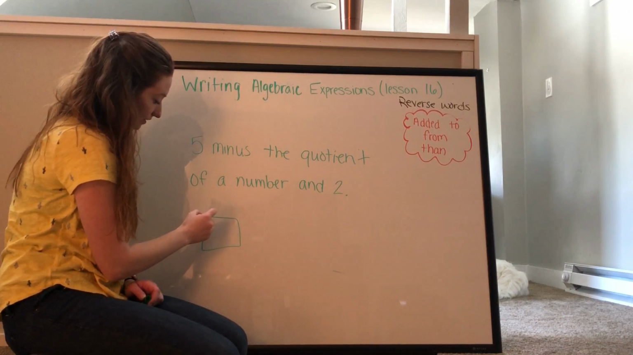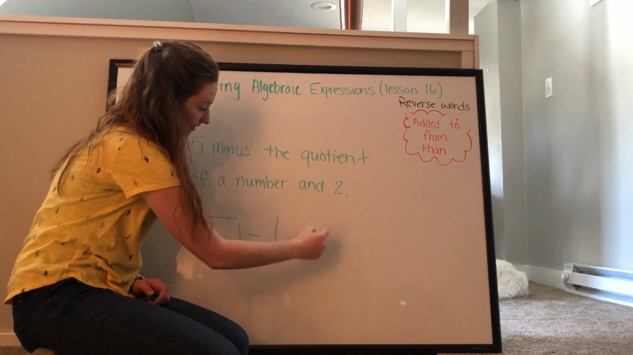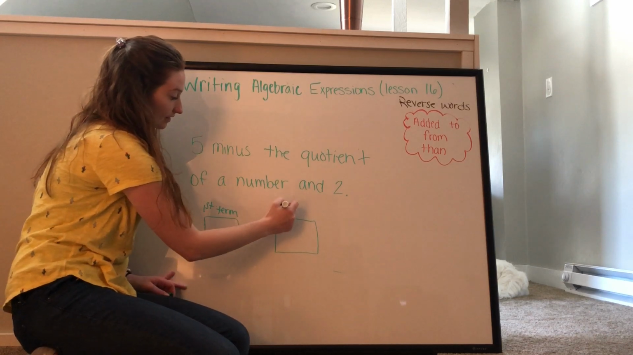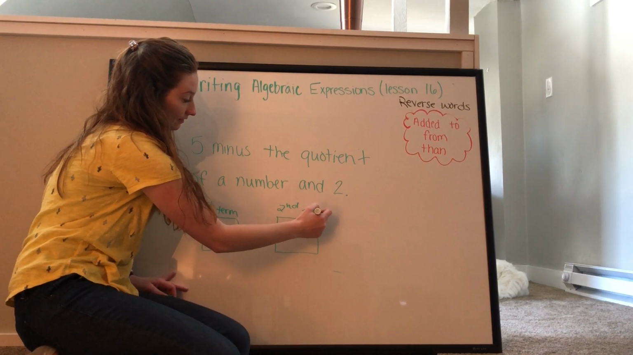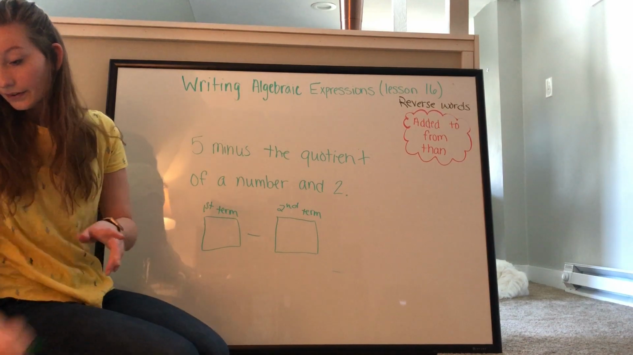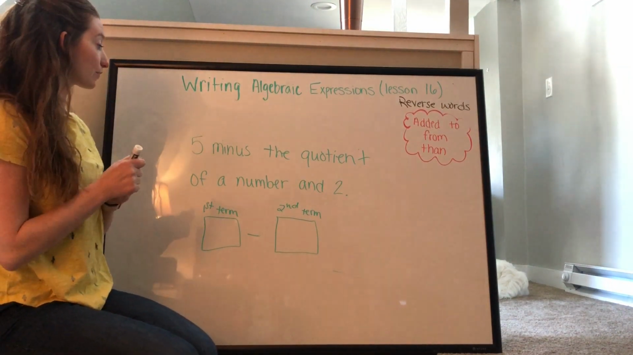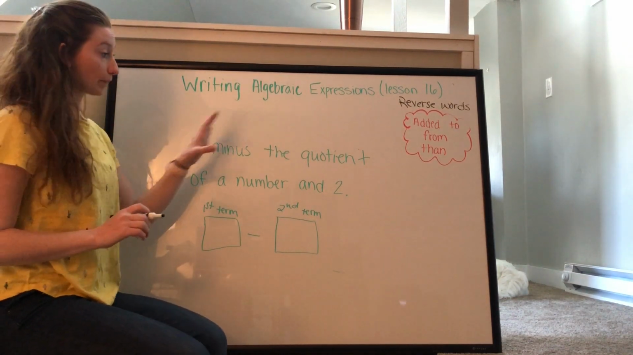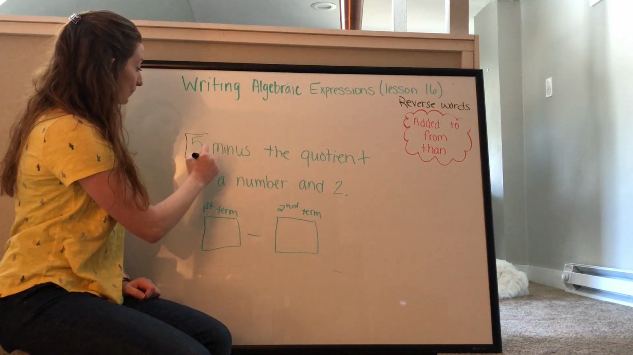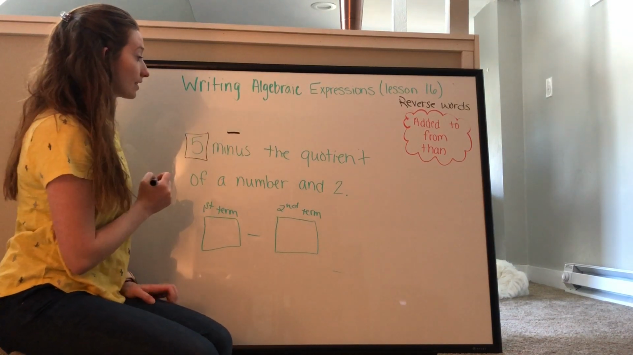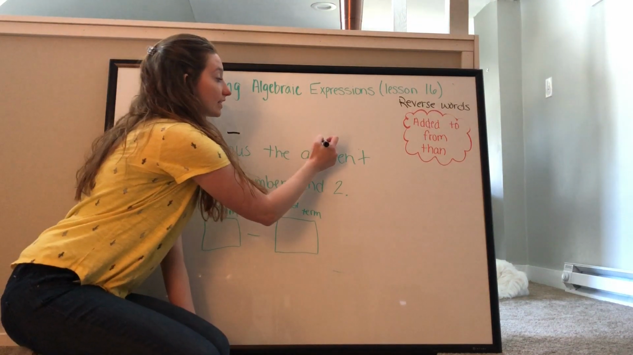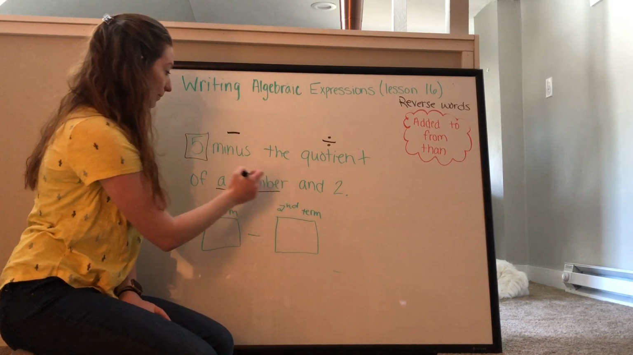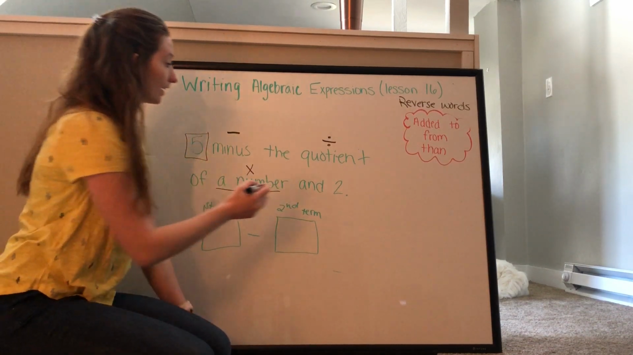So remember, we have a first term, our operation, and our second term. This is your first, and this is your second. Okay, so the first thing I'm going to do is read it again and put all my signs or my operations above each appropriate term. So we know that 5 is a number, minus means subtract. The quotient, remember a quotient is division, of a number, so a number, we're going to use x again, and 2.